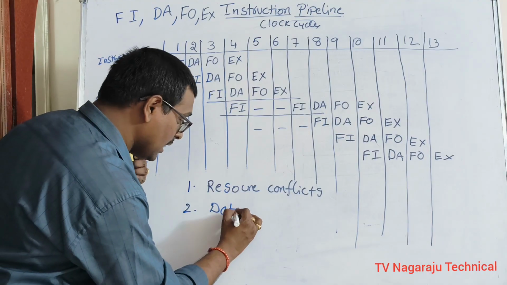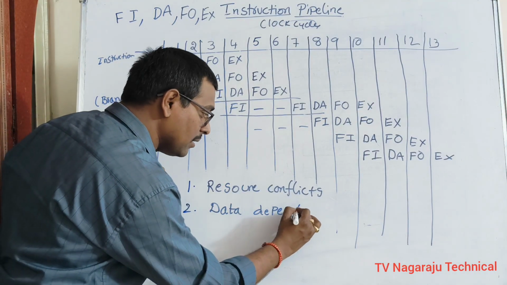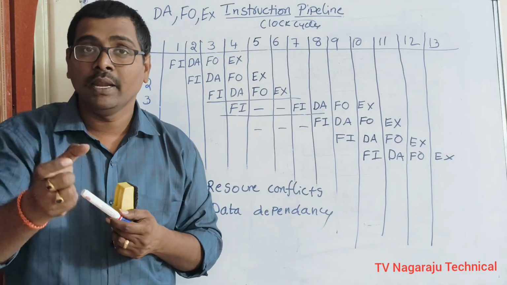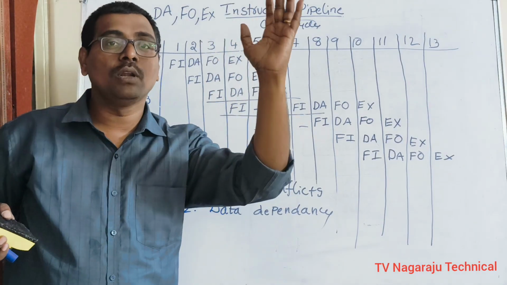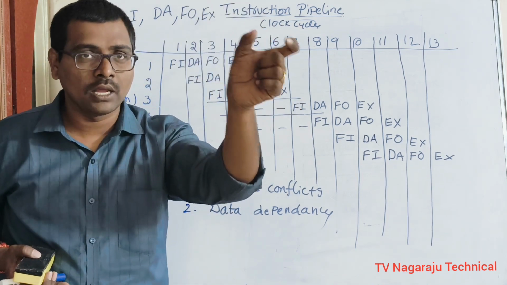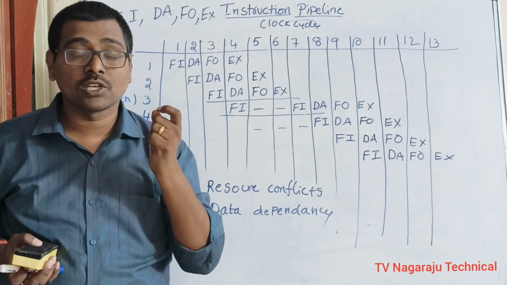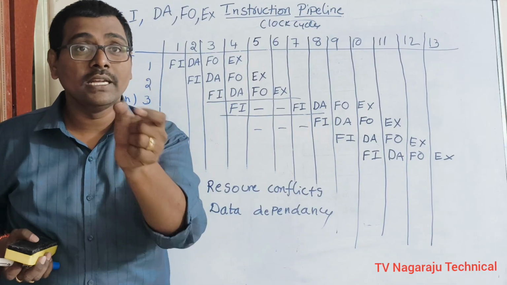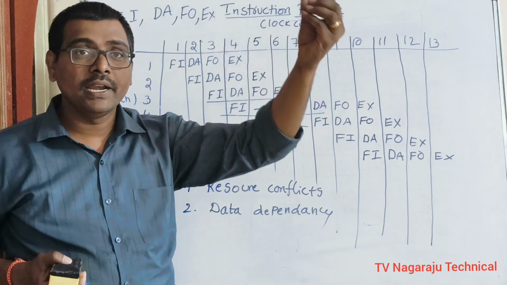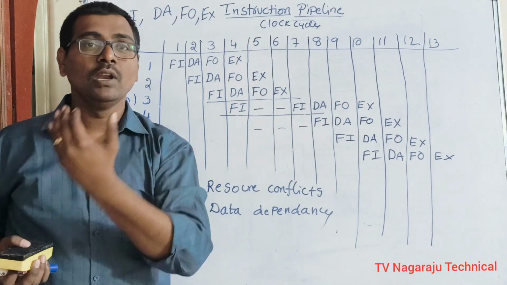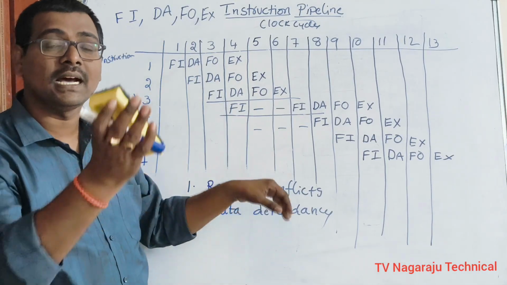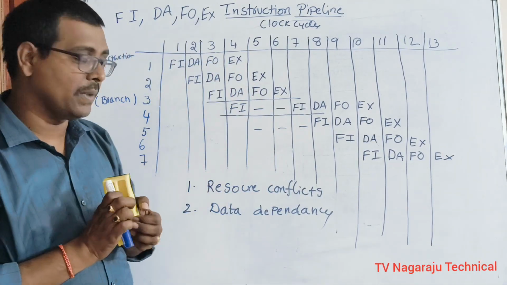The second one is data dependency. Data dependency means one segment depends on the output of another segment. For example, previously we have a load instruction, and next one is some add instruction. So this add instruction depends on the previous load instruction. Why? If the content is completely loaded, then only we can do the operation. One segment depends on the data of the other segment.